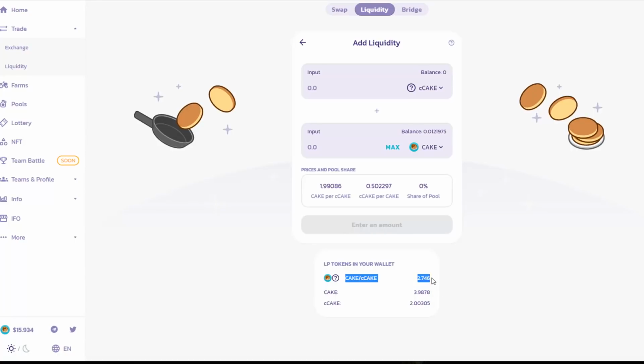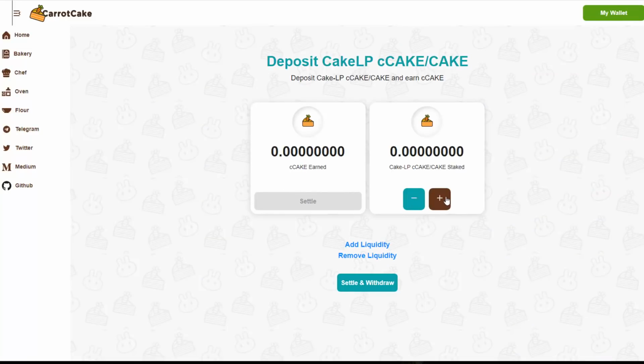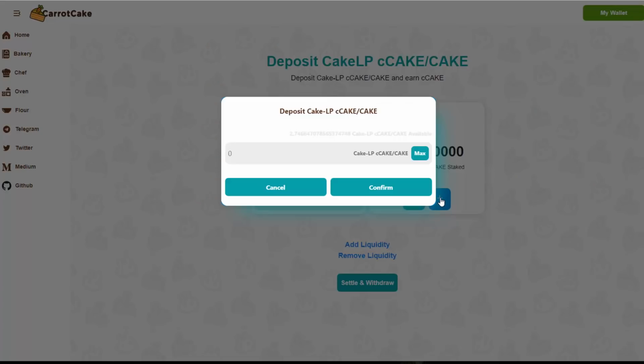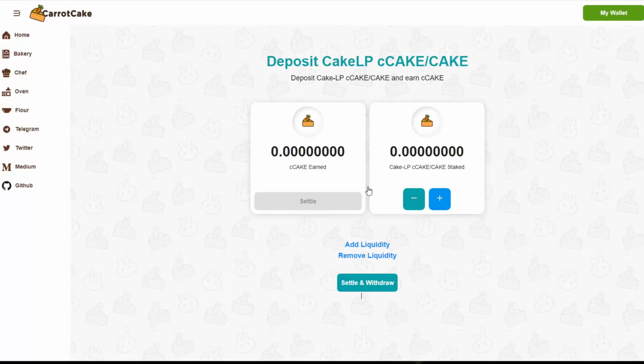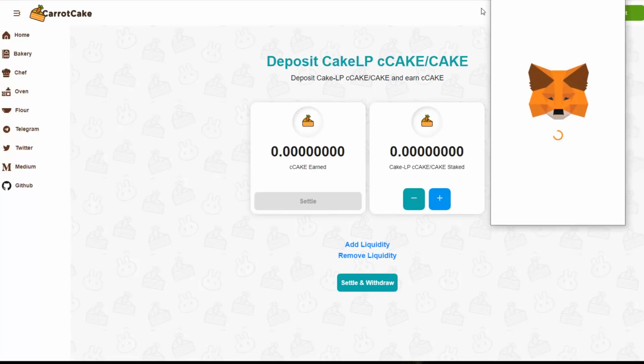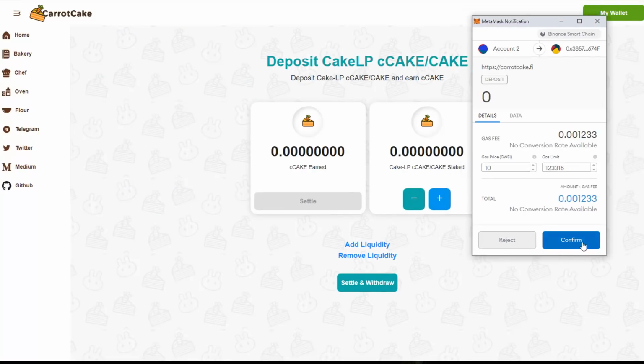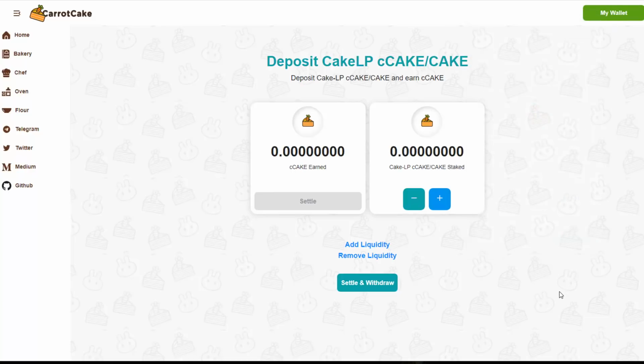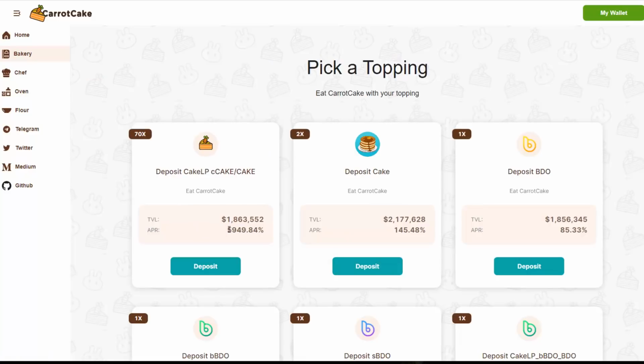It's already added that. And now I can go back here and go add liquidity. It should show up here. There it is there. So I can go max, confirm, and I'll just sign off on this transaction. Okay, so now it shows up here, my LP. Now I'm earning. Alright, so let's go back to what it says here.